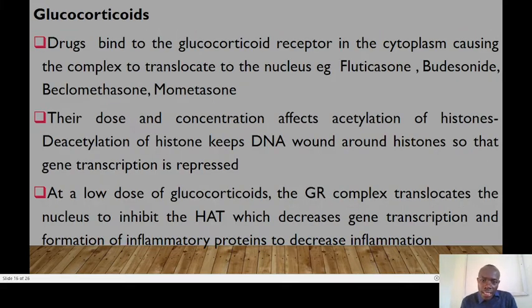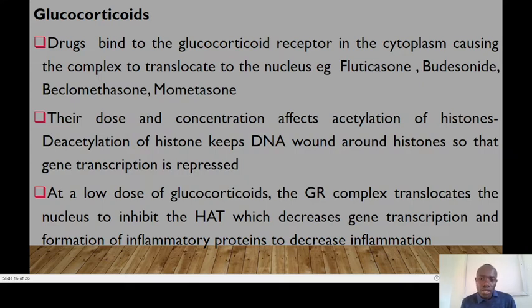Corticosteroids, on the other hand, bind to the glucocorticoid receptor in the cytoplasm, and this causes the complex to translocate to the nucleus. We could have examples like fluticasone, budesonide, beclomethasone, mometasone. Okay, their dose and concentration normally affect acetylation of histones, so know that deacetylation of these histones will keep the DNA wound around the histone so that gene transcription is repressed.